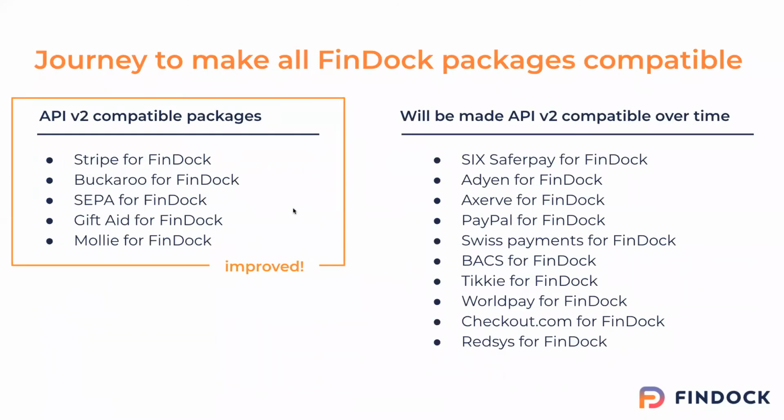Now, as also stated in the previous release, we need to bring all our current integrations towards this new world to give them all the benefits. With this October update, we are happy to say that these 5 packages on the left-hand side are all API v2 compatible at the moment and available to you with the new API. That goes for Stripe, Buckaroo, our SEPA package, our gift aid package, and Mollie package.